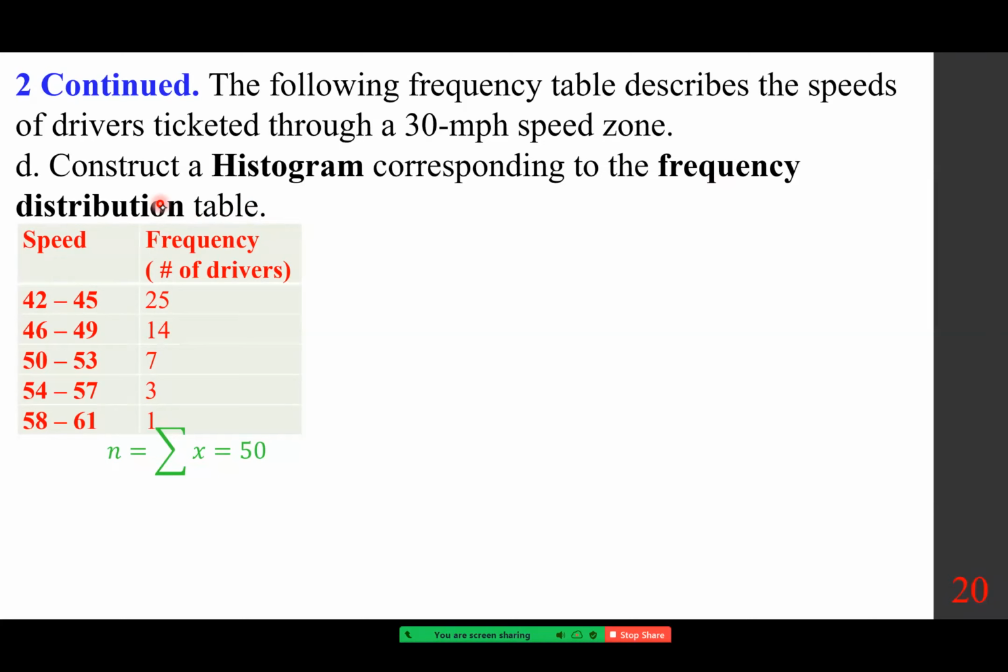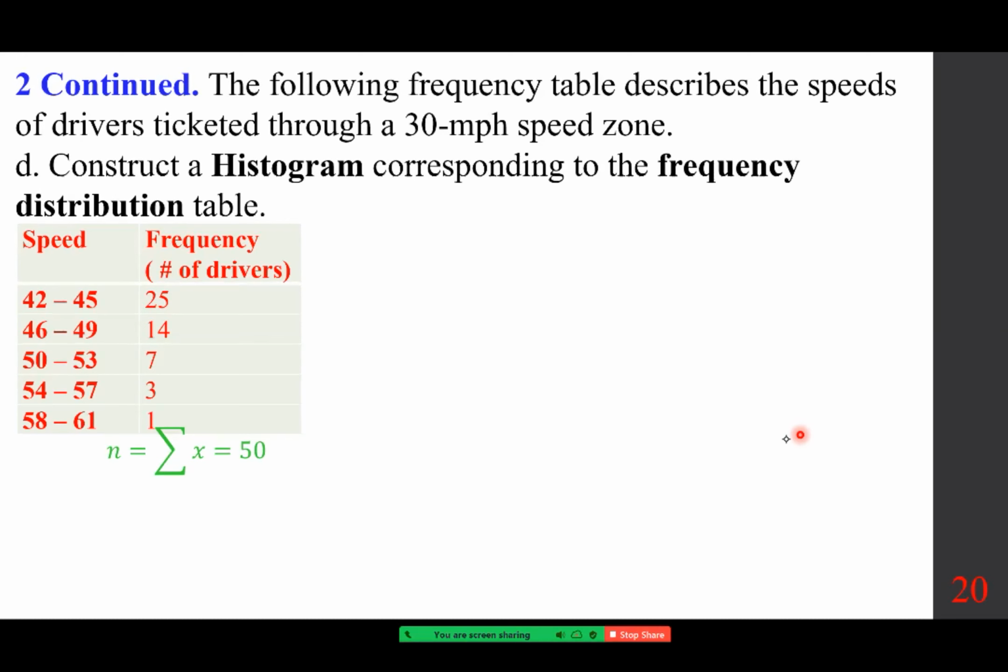So basically, what you have here, you are going to draw a vertical axis, a horizontal axis. Along the horizontal axis, you have the speed in miles per hour. And as far as the horizontal axis is concerned, what you can put in, you can put in the limits, you can put in the midpoints, you can put in the boundaries.